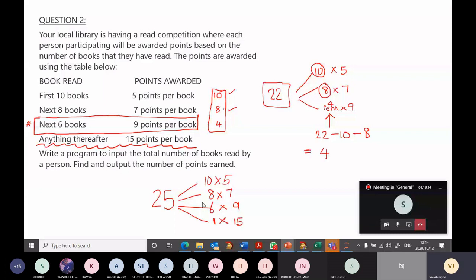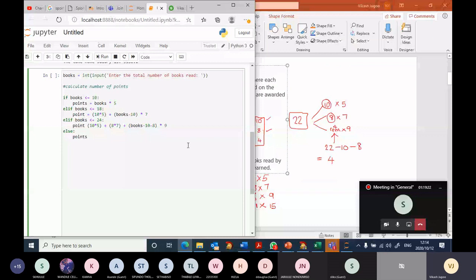So let's code that. Points equals the first 10 is 10 times 5 plus next 8, 7, next 6 is 6 times.